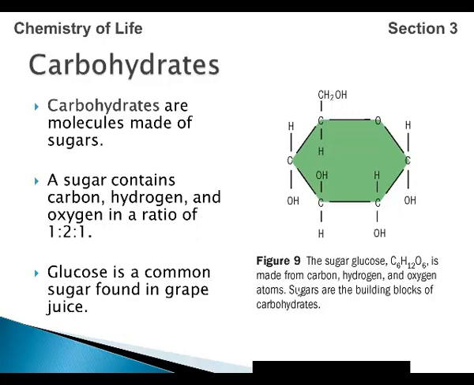The sugar glucose, its arrangement is six atoms of carbon, 12 atoms of hydrogen, and 6 atoms of oxygen. And again, remember we said the ratio is 1 to 2 to 1. If we reduce this to lowest terms, we could divide all by 6. 6 divided by 6 is? 6 divided by 12 is? 6 divided by 6 is? So a 1 to 2 to 1 ratio.